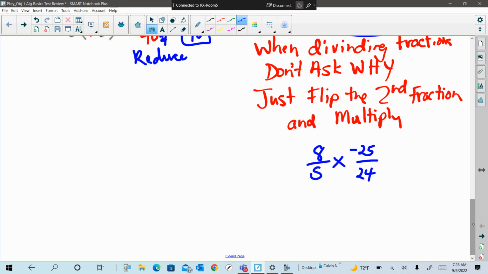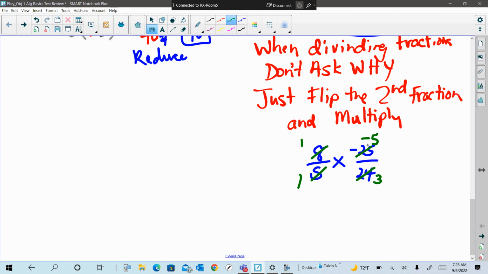Now, to simplify the operation, you can cross reduce. What I mean by cross reduce is I'm looking across to see if they have anything in common. Like, can 8 go into 24? Yeah. 8 can go into 24 3 times. 8 divided by 8 is 1. That's why I'm making that a 1, and now changing this 24 to a 3. I can cross reduce here. 5 can go into 25 5 times, so make that a -5.